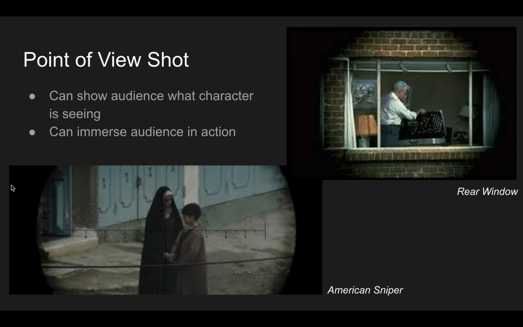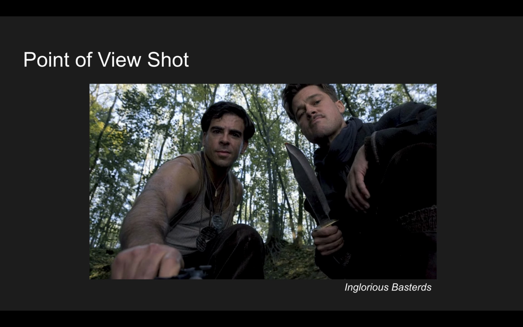Same here with American Sniper. The effect here is that we're looking through a scope on a high-powered rifle, so we're getting the perspective of the sniper character. This is used for a lot of reasons. One, a general use, is it immerses us in the action and immerses us in the subjective viewpoint of that character. We are looking through their eyes.